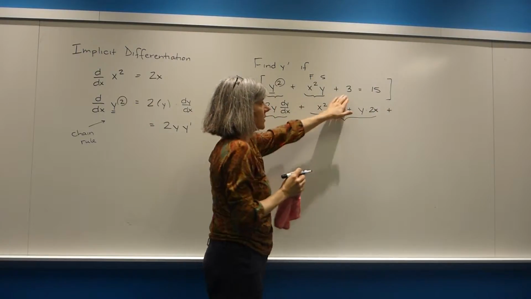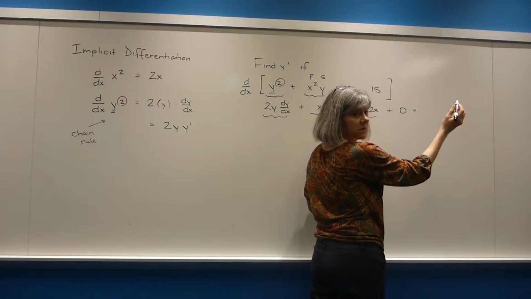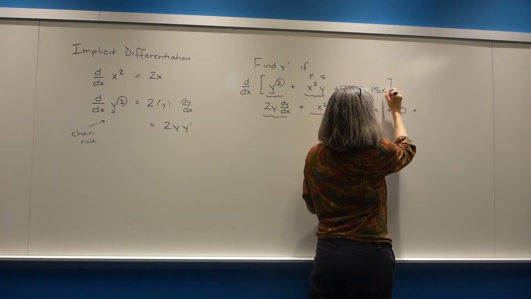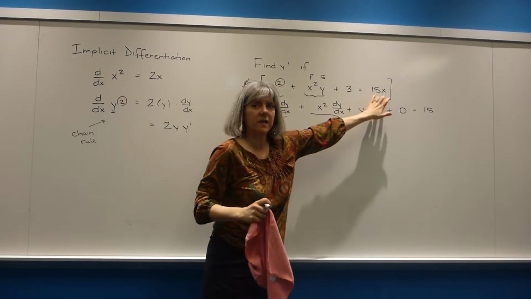Okay, so we got that one done. Derivative of 3? 0. Derivative of 15? 0. No, let's make it 15x. So I changed it to 15x.